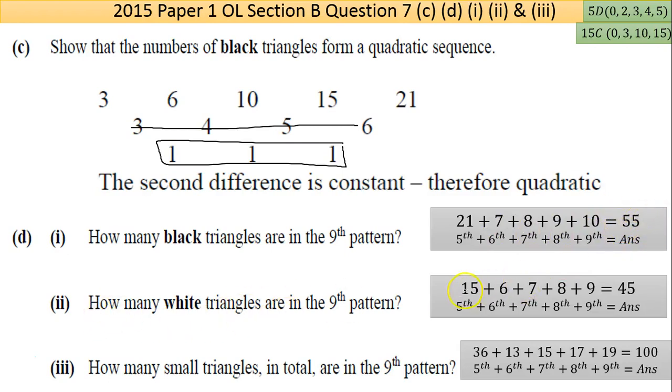Same with the white ones. You finished off on the 5th one. It's going up by 6, then 7, then 8, and then 9. So you can add them on, and that's going to be 45.